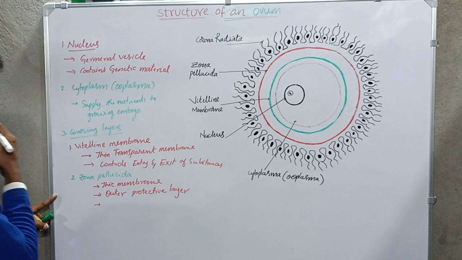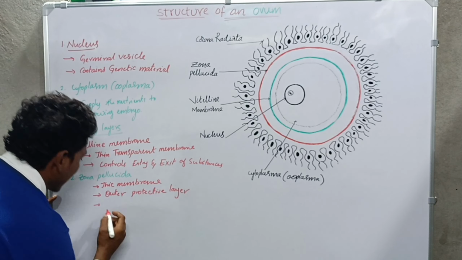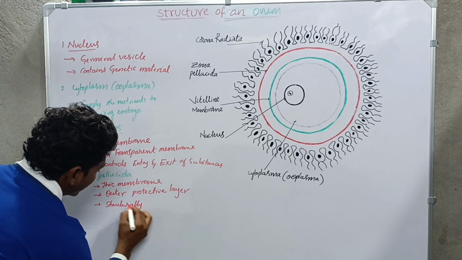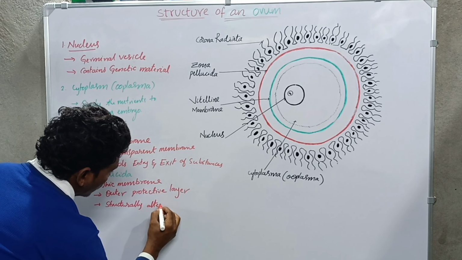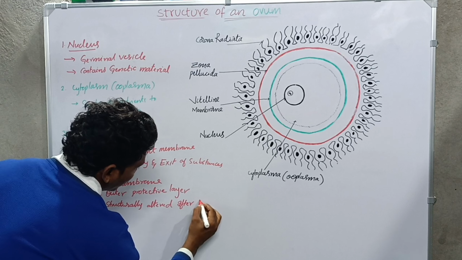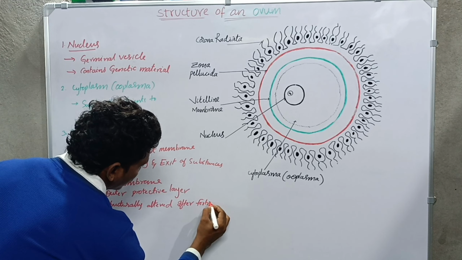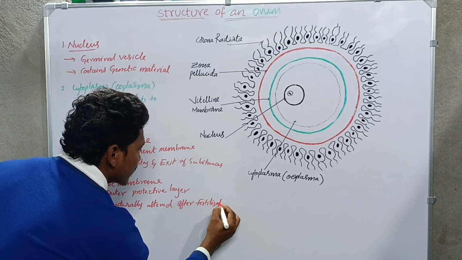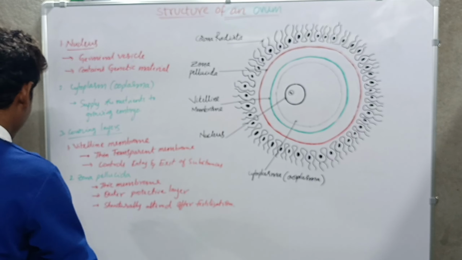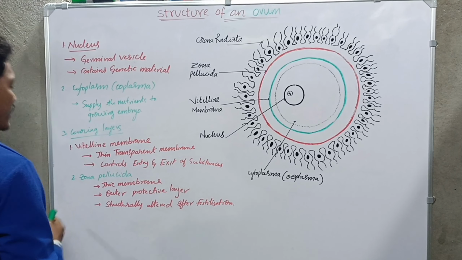Third one is structurally altered after fertilization. Structurally altered after fertilization. Okay, and third layer is corona radiata.